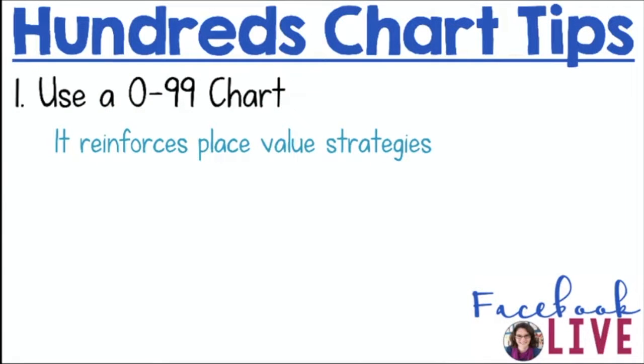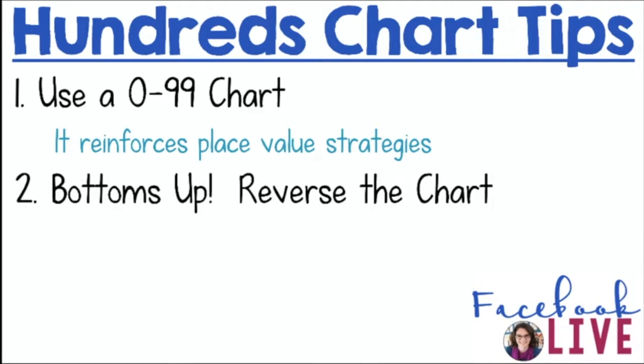So if students are having difficulty with a hundreds chart and crossing over to that next 10, you might consider using a 0 to 99 chart and helping them just move to the next line with that. So the first tip I have for you is to use a 0 to 99 chart because it reinforces place value strategies. The second tip I have for you is, I'm calling it bottoms up, but think about reversing the chart.